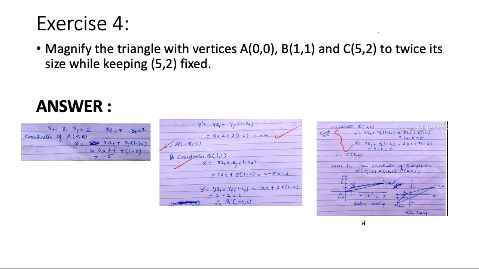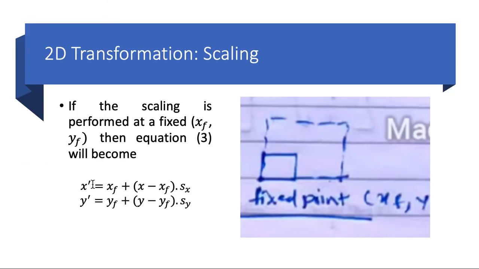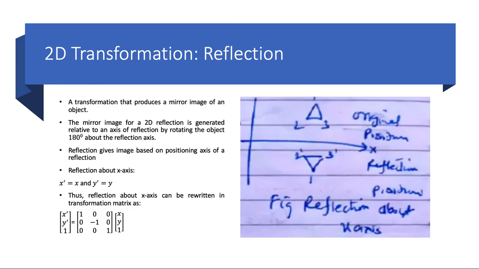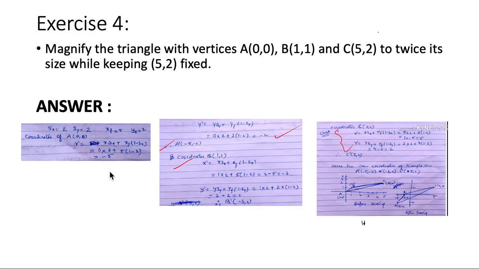So you need to use the equation in slide number 21. When you apply it, you will get the coordinates for the new position of this triangle after we scale it to twice while keeping the point C. So the scaling happens at this point C.